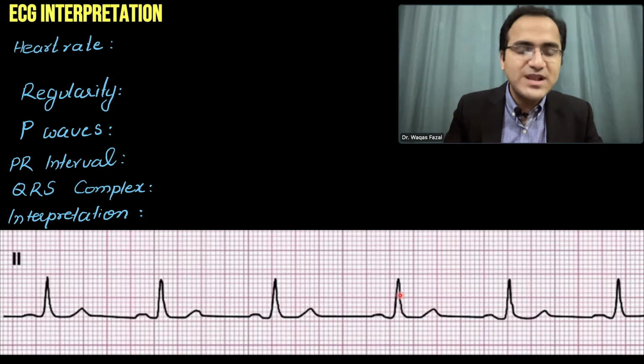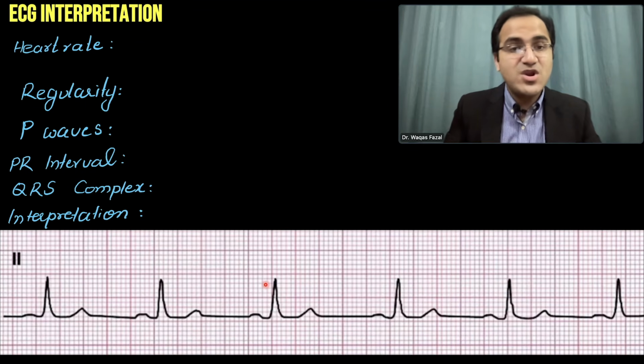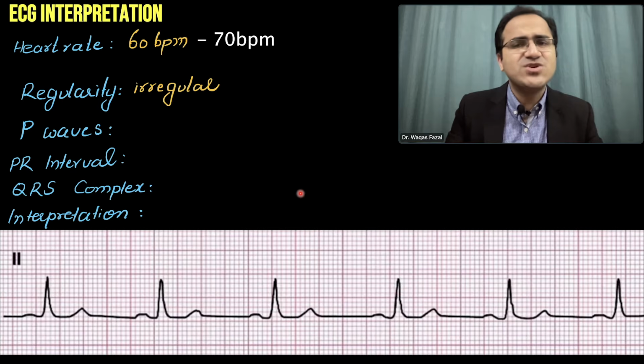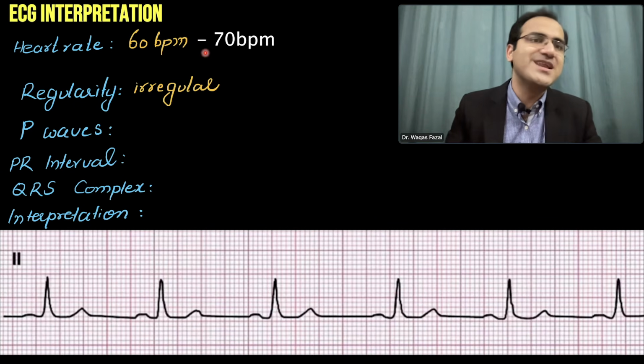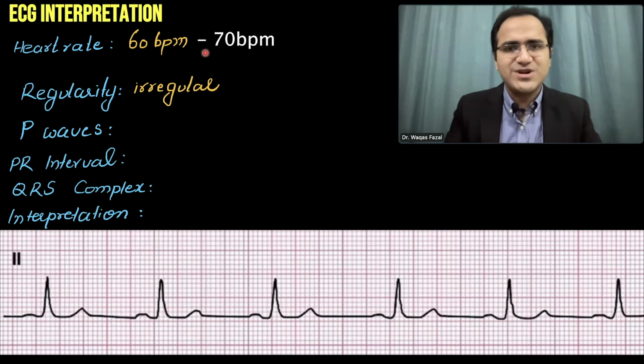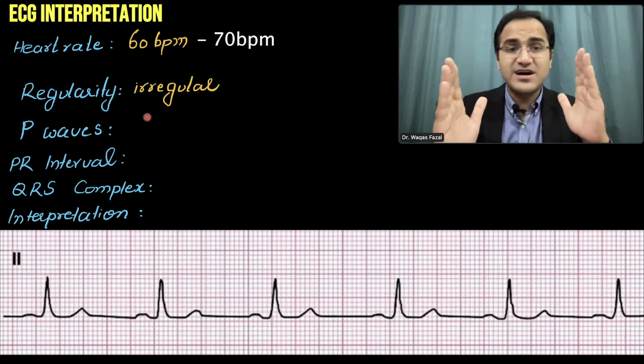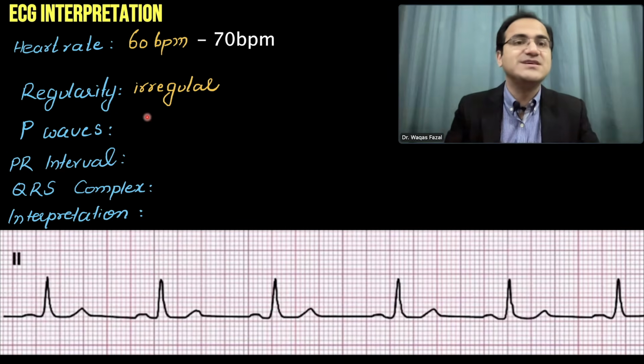What you do is calculate the smallest RR interval and calculate the rate. In the smallest, it's almost 70 beats. And you also calculate the longest RR interval and calculate the heart rate. So over here it's 60 and over here it's 70. So you give it a range of 60 to 70 beats per minute. That's another thing that you can do in an irregular rhythm for calculation of heart rate: you give a certain range that the heart rate is ranging in between.